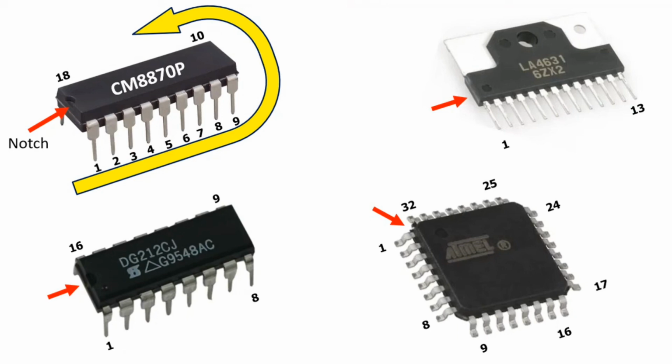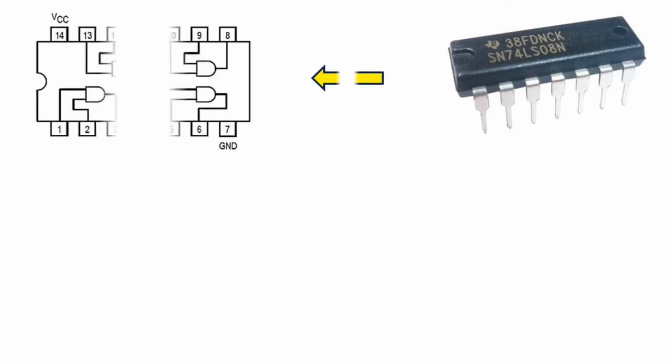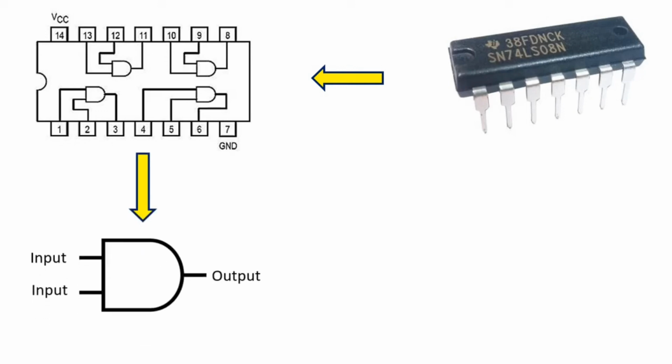Now let's look at what the internal structure of an integrated circuit is like. For example, let's look at how the internal structure of the 74LS08 is integrated. As you can see, this IC has a total of 14 pins. When we look at the internal structure, we see that there are 4 logic AND gates. This logic gate has 2 inputs and 1 output. If both inputs are logic 1, that is 5 volts, the output becomes logic 1, that is 5 volts. If any of the inputs is logic 0, the output is logic 0.